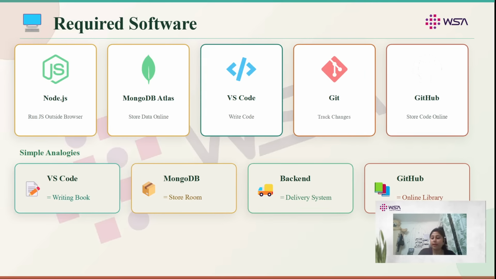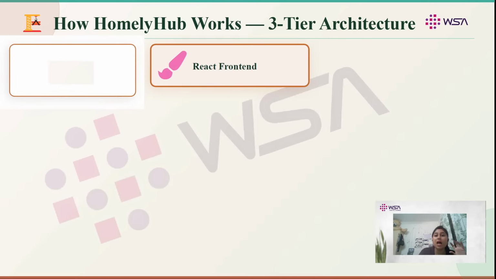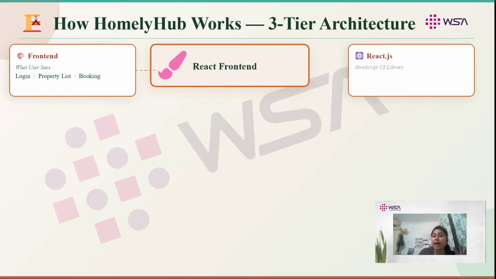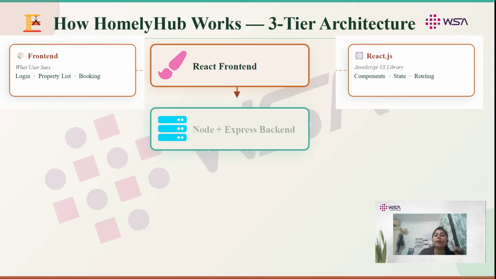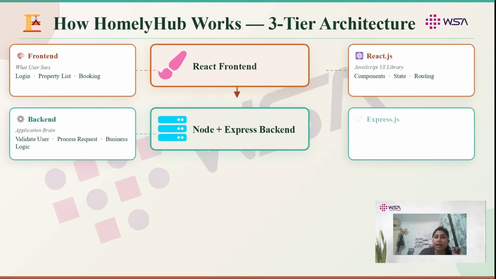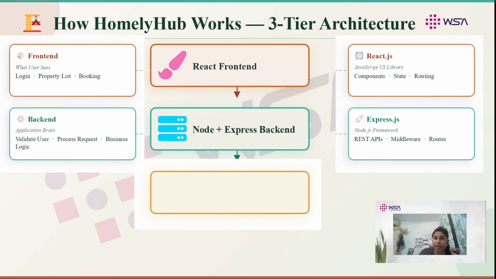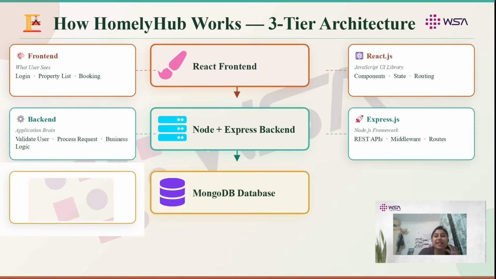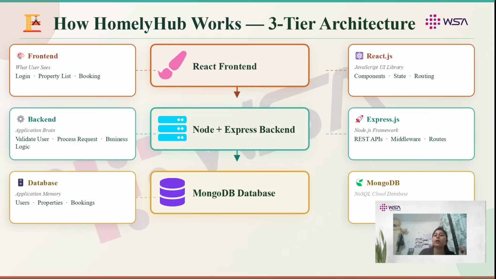Okay, fine. Now let's move to the next topic. Here comes how our project, Homely Hub, will work. Let's understand the complete architecture of Homely Hub. We have three major layers. At the top, you can see we have the React frontend. This is what our user actually sees. For example, the user sees the login page, property listing, property details, and booking page.